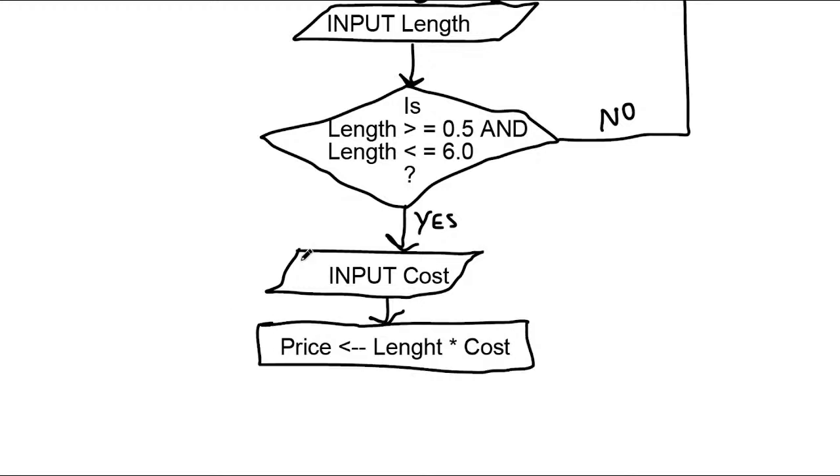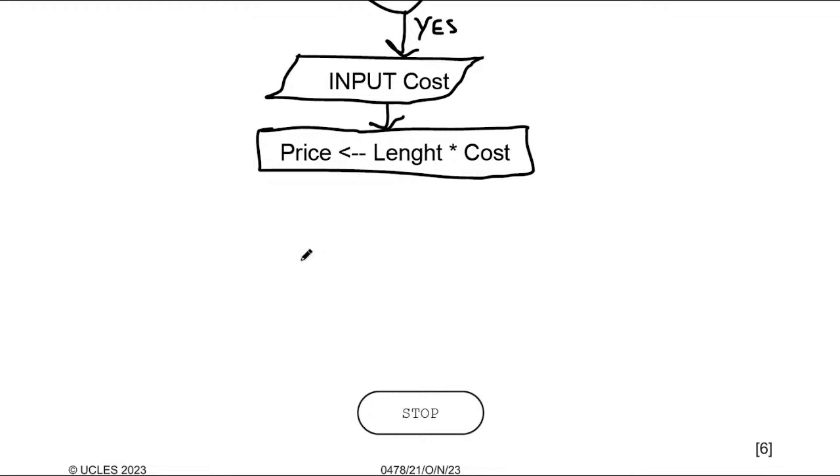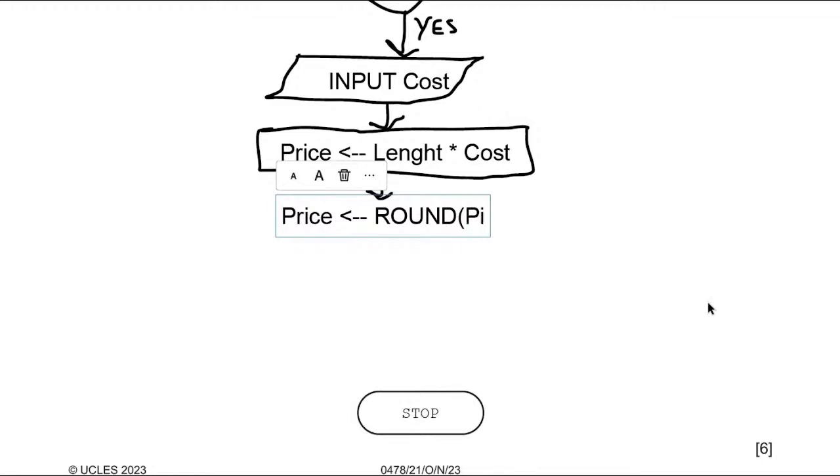Now for rounding the price to two decimal places, you can do it in two ways. You can either make another rectangle and round it off, or you can directly round and print it. You can either do it like this and then you can simply print the price.